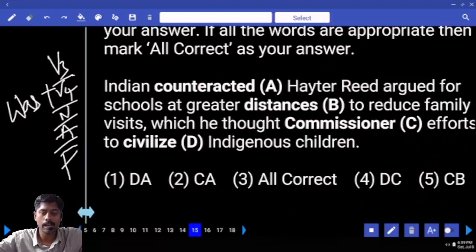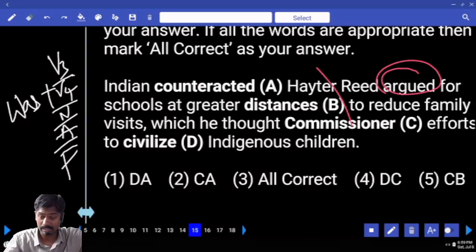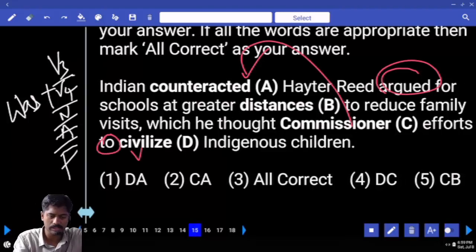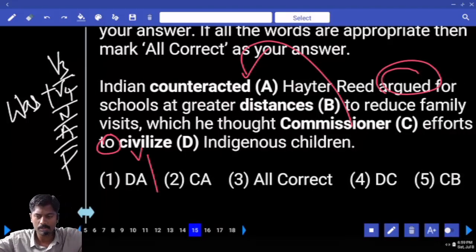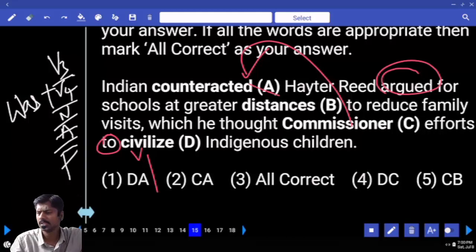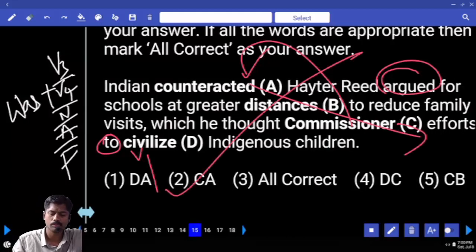Indian commissioner Heiter Reed argued for schools at greater distance to reduce family visits, which he thought counteracted efforts. Is he a person? Indian civilized? No, "too civilized" is correct. So Indian commissioner Heiter Reed argued for schools at greater distance to reduce family visits, which he thought counteracted efforts. We can interchange A and C, second option.